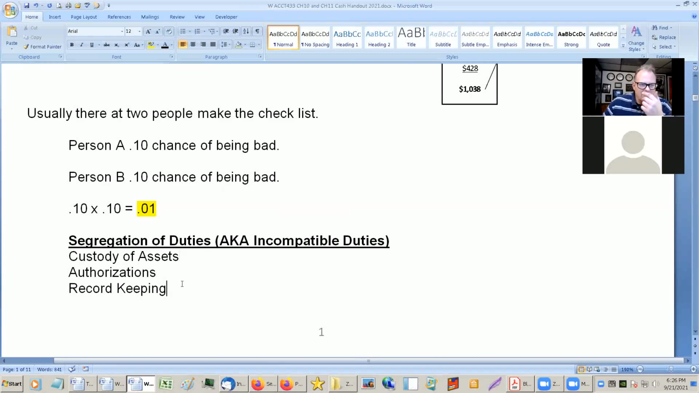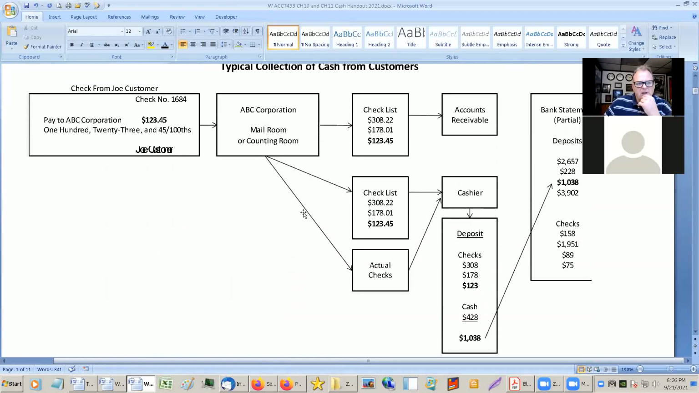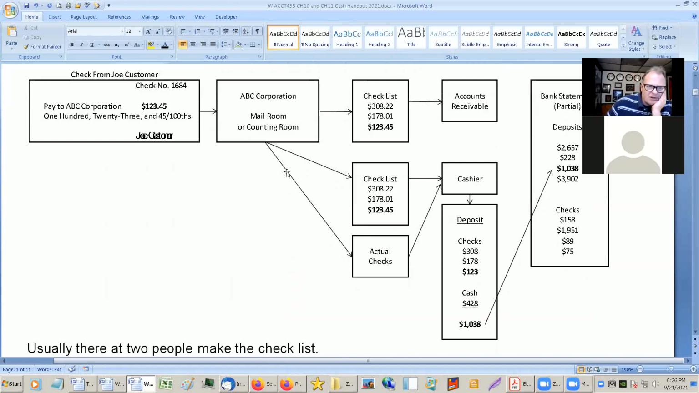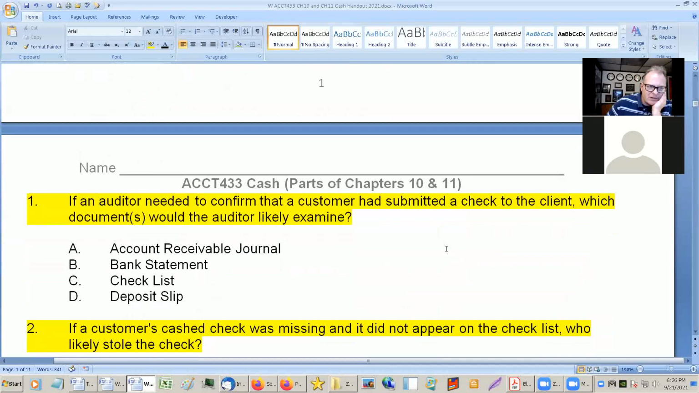There are ways to have someone else sign off on it. For instance, in the accounting department, we have to have computers, right? That's an asset. So a lot of times some other department will sign off on it when we purchase computers. But segregation of duties is also a big part of this. Now notice what's happening here, though. This check comes in.